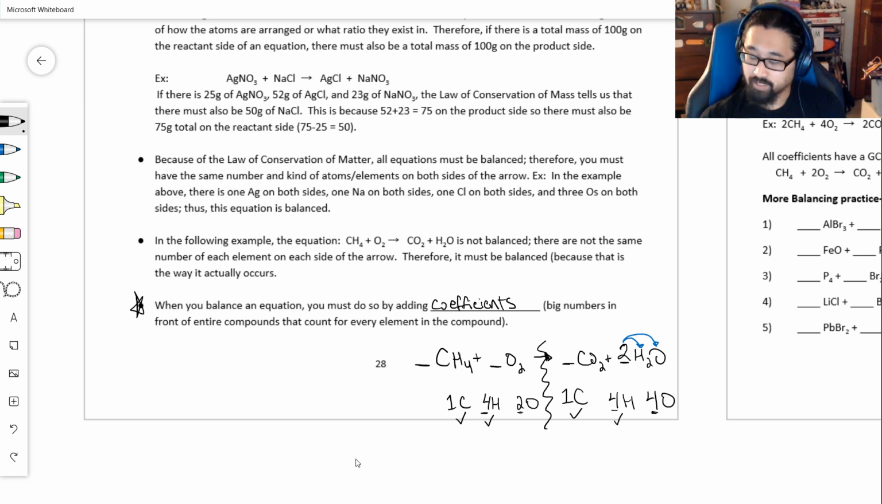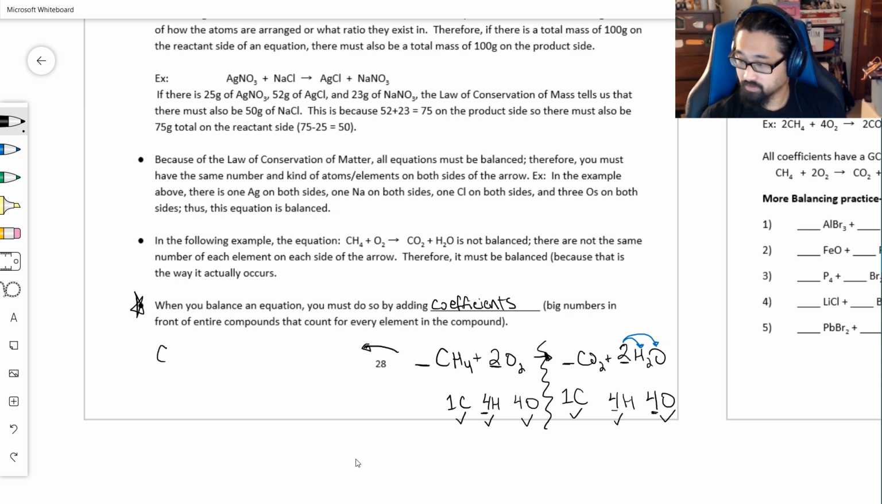So I need to go back to my reactant side. If I put a 2 here in front of oxygen, then that changes the number of oxygens right here to 4. And now I have 4 oxygens on this side, 4 oxygens on this side. And I've checked off that I have the same amount of everything, which means that this is now a balanced equation, right?